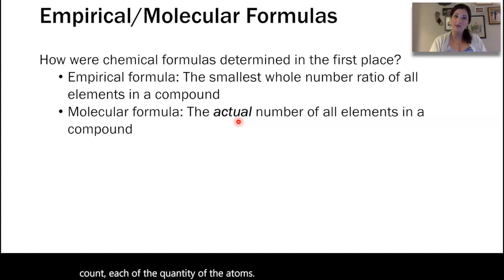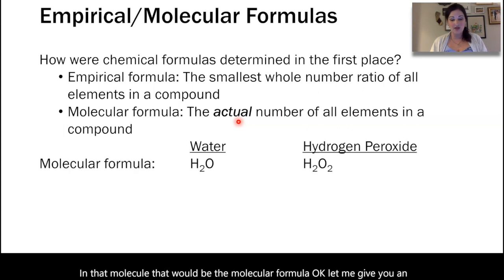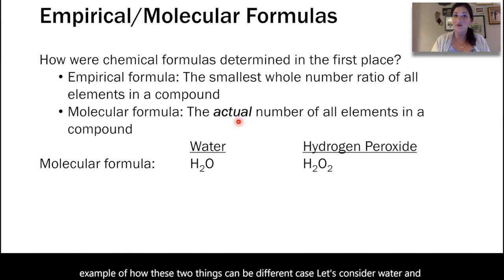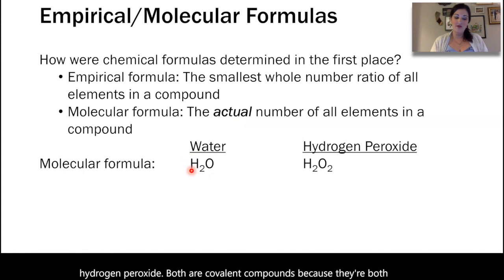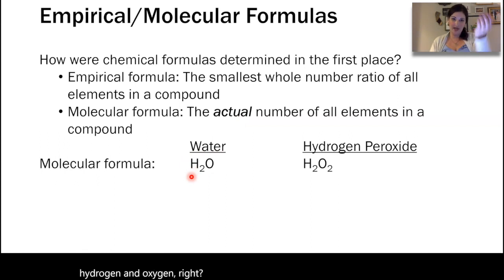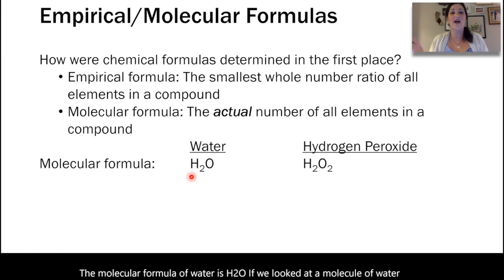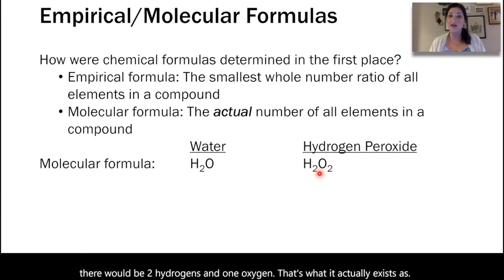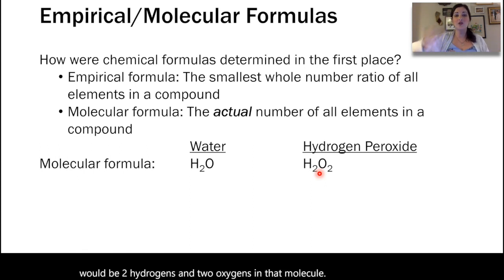Okay, so let me give you an example of how these two things can be different. Let's consider water and hydrogen peroxide. Both are covalent compounds because they're both hydrogen and oxygen, right? The molecular formula of water is H2O. If we looked at a molecule of water, there would be 2 hydrogens and 1 oxygen. That's what it actually exists as. The molecular formula of hydrogen peroxide, if we looked at a molecule, there'd be 2 hydrogens and 2 oxygens in that molecule. Okay?